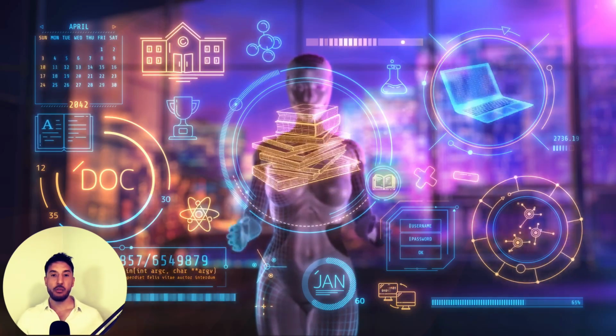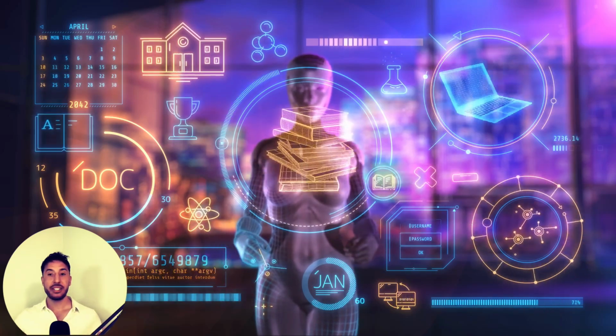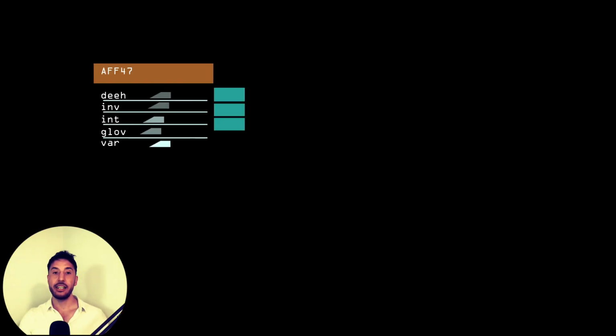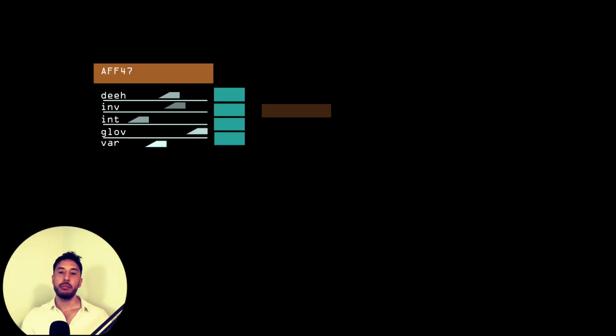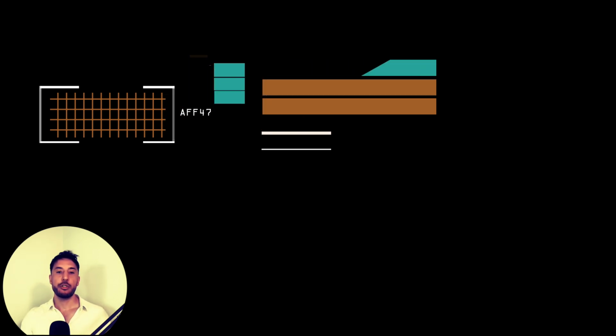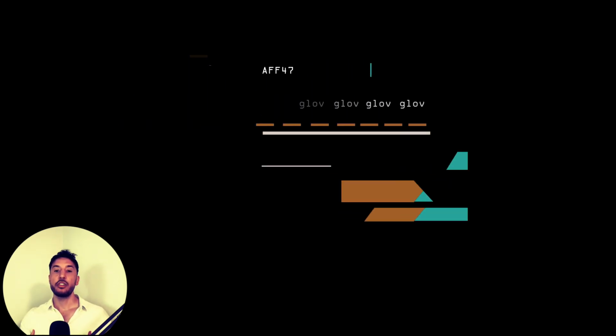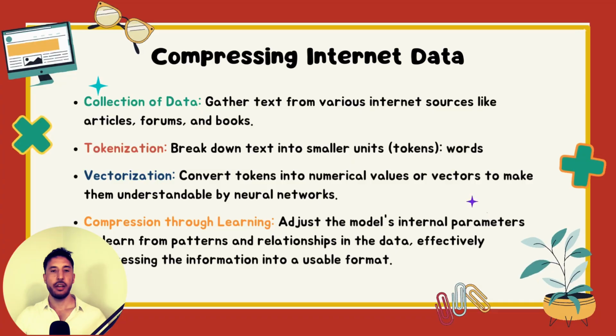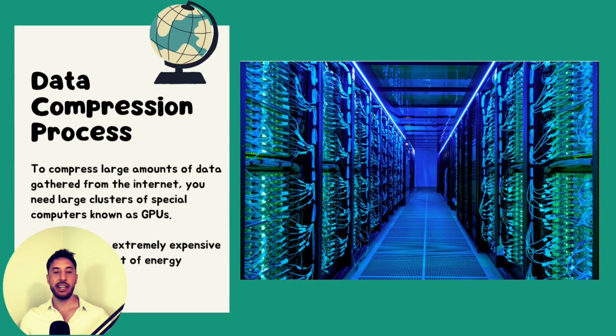This process allows the model to, quote-unquote, compress a broad and complex data set into a distilled form, enabling it to generate text, answer questions, or perform other language-based tasks with an understanding of the topic that it has been trained upon. Alright, so let's take a look at how this data is compressed.